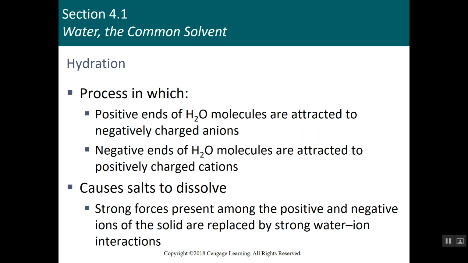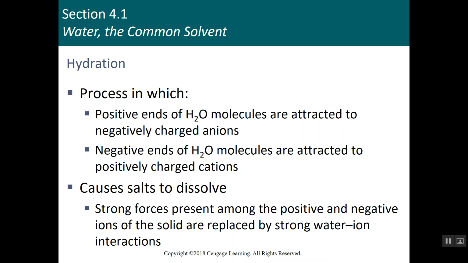So water can hydrate other molecules because if the particular anion or molecule has a negative end, the positive end of the water molecule is attracted to that, and if what you're trying to dissolve has a positive end, then the negative oxygen end is attracted.